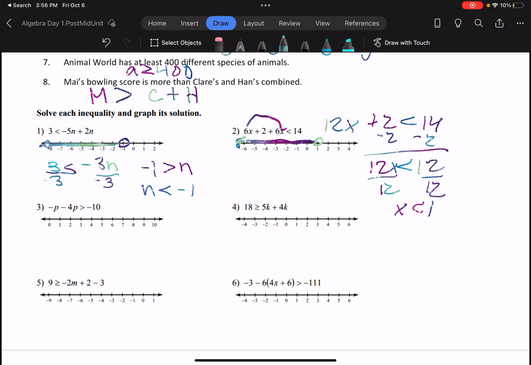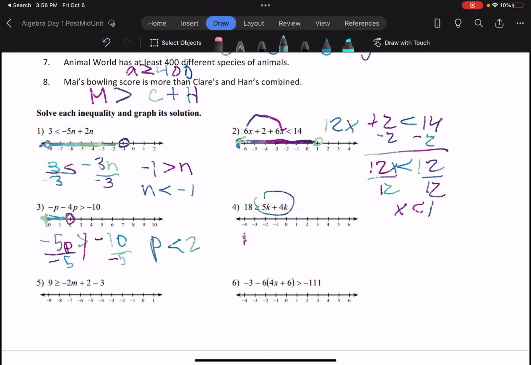Okay? All right. Negative p and negative 4p is negative 5p is greater than negative 10. So here I am dividing by a negative, and so when I do that, I'm going to flip my sign and make it p is less than 2. All right, because a negative divided by a negative gives us a positive, so 2 and p is less than 2. All right.